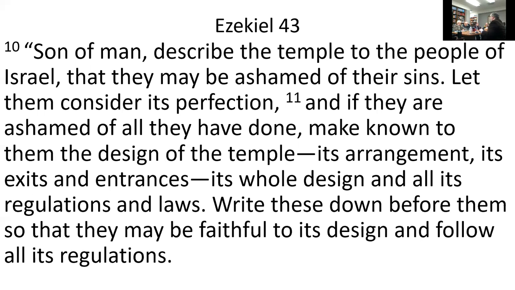But there's one stipulation here. Right at the beginning of verse 11, the NIV and several other translations say, and if they are ashamed of all they have done. Well, if is a kind of weird word. Other translations say when: and when they are ashamed of all they have done. So their discipline, their exile, is going to exist for as long as they do not acknowledge their shame. When they acknowledge that, then they can get the plans. So it may not happen? Correct. It's just a matter of time. Correct. So that they may be faithful to its design and follow all its regulations.